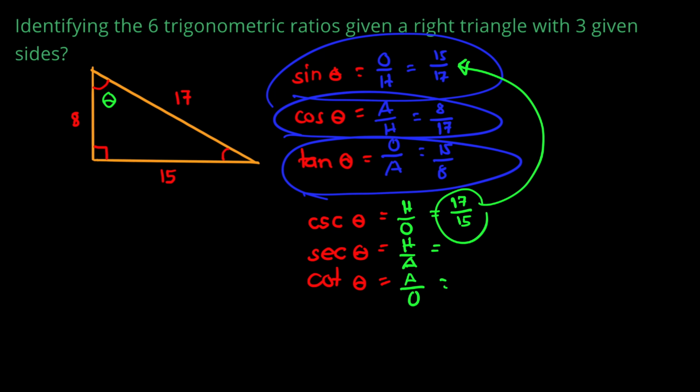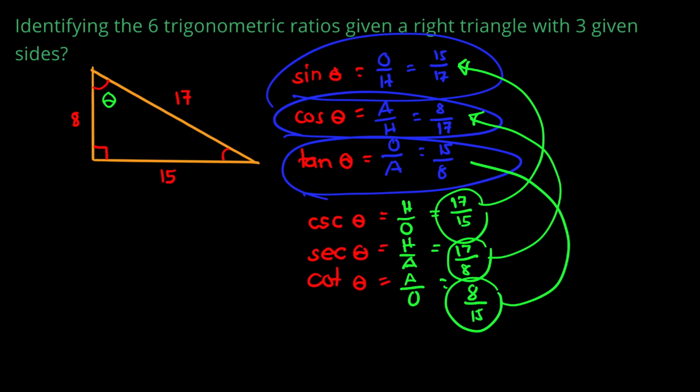So secant theta is hypotenuse, that will be 17 over adjacent, which is 8. So 17 over 8, which is also a flipped value of 8 over 17 for your cosine. And cotangent of angle theta is just the reciprocal of tangent. So we have cotangent is adjacent 8 over opposite 15, and this is also just a reciprocal of 15 over 8.